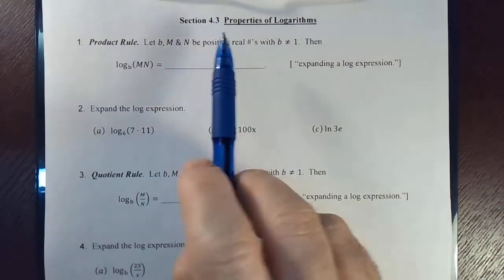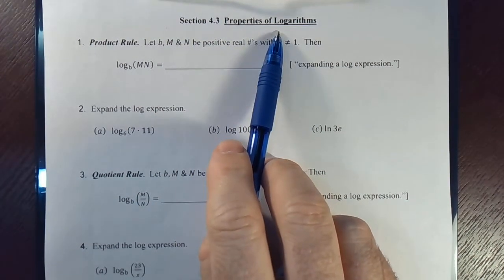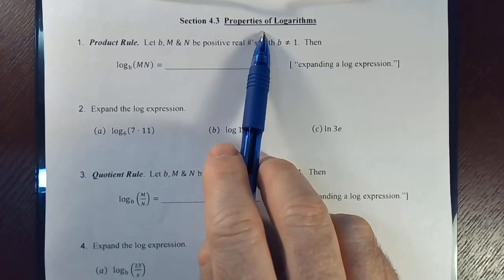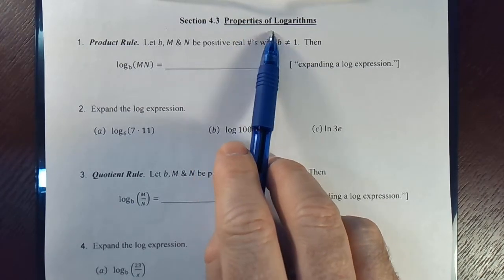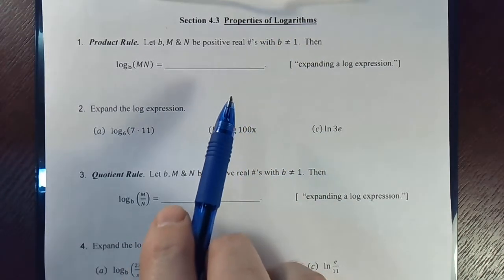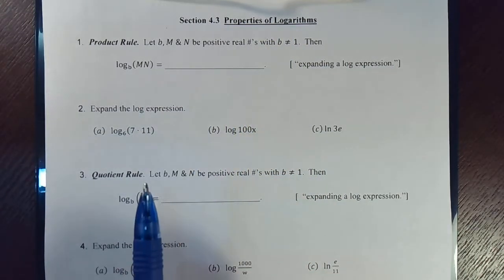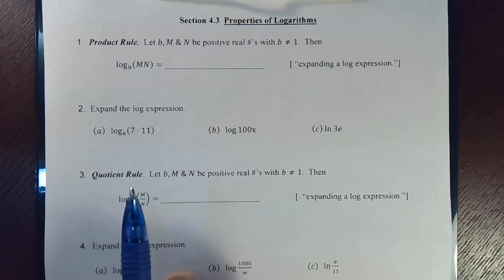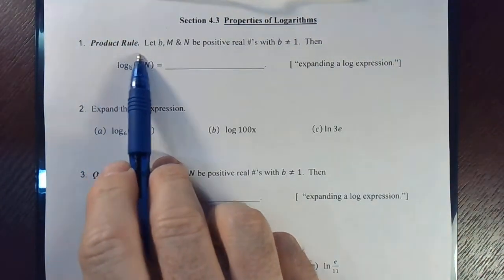Well, in this section, we're going to look at properties of logarithms. And these properties are basically rules of arithmetic of logarithms, and they'll eventually help us to be able to solve equations that have multiple logarithms in them. Let's look first at the product rule.